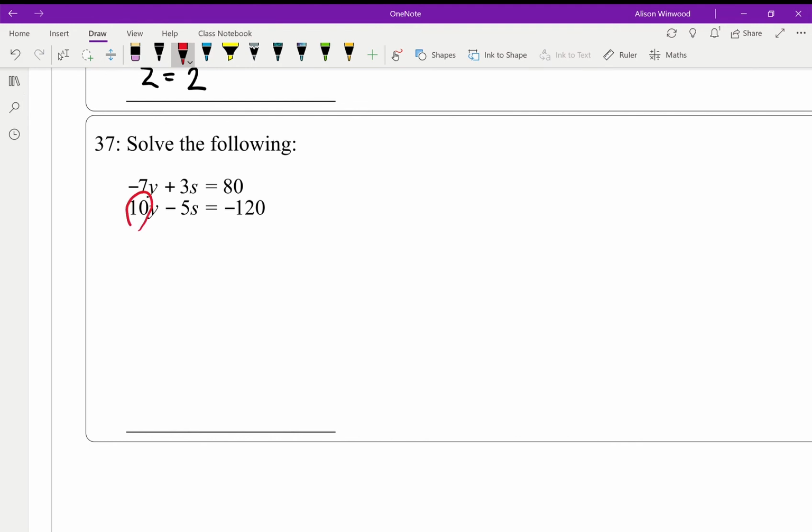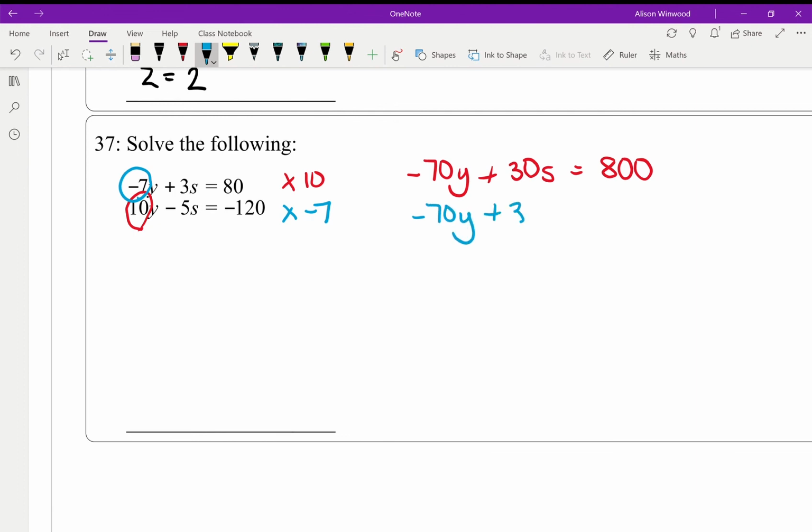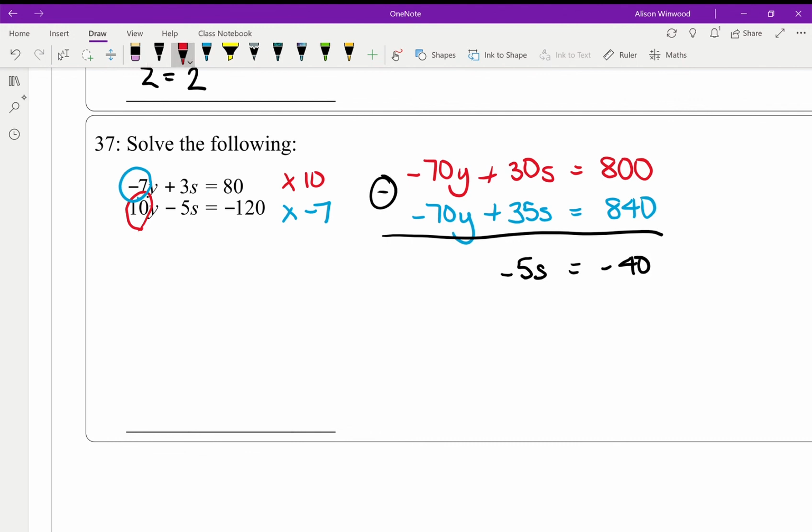Bottom equation starts with a 10, so I'm going to multiply the top equation by 10. Top equation starts with negative 7, so I'm going to multiply the bottom equation by negative 7. Then the y's are exactly the same, so I can do the top subtract the bottom. Which tells me that s equals 8.